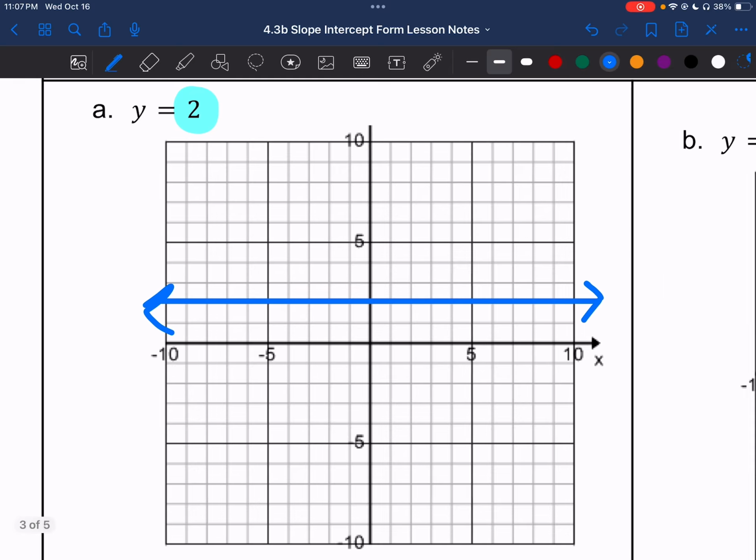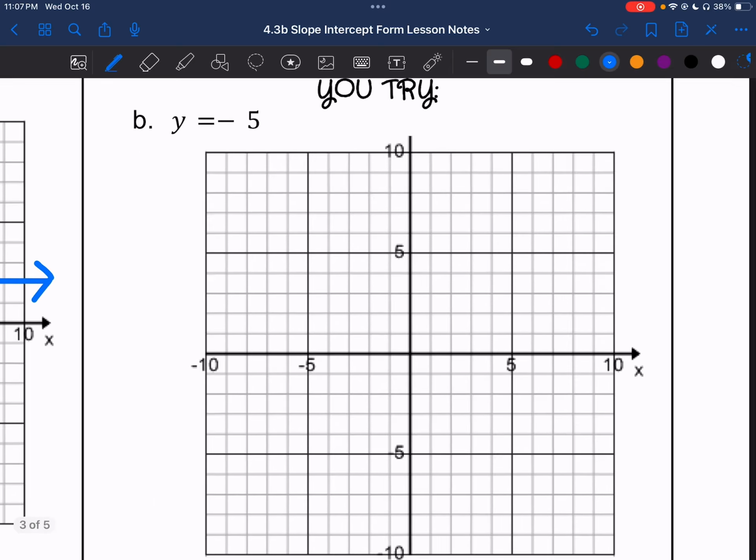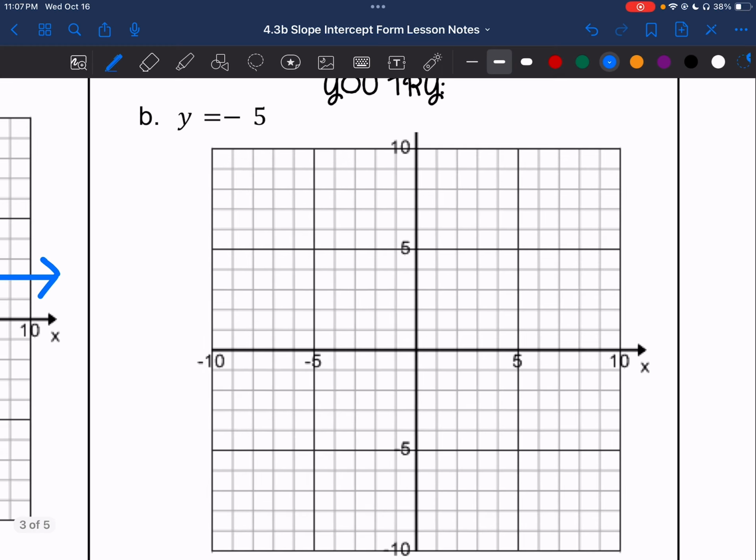Since these aren't very challenging, we're going to jump straight into the U-try. Go ahead and graph this one on your own and then check your work against mine. Again, negative 5 is my y-intercept and the slope is 0, meaning that it is canceled out. So I'm going to have a line that's horizontal at negative 5. And again, we're including arrows at the end of our line, like always.